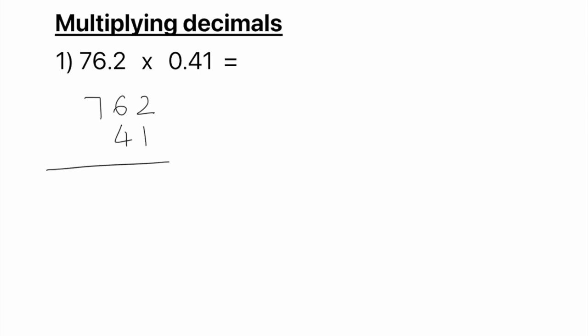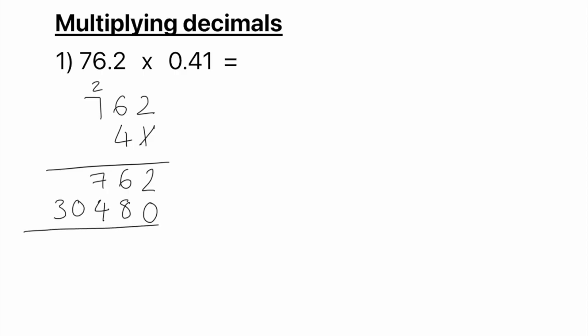1 times 2 equals 2. 1 times 6 equals 6. And then 1 times 7 equals 7. So we get rid of the 1. Now we put a 0 because this is in the tenths. 4 times 2 is 8. 4 times 6 is 24. And then 4 times 7 is 28 plus the 2 is 30.